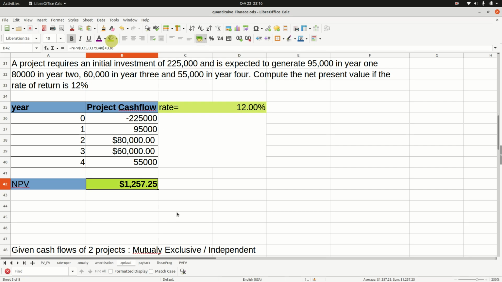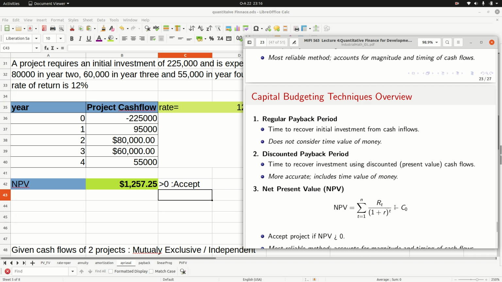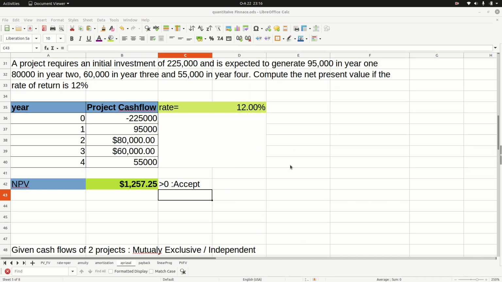So since this is greater than 0, we accept the project. Okay, now let's go to the formula one more time. Look at it. It says minus the initial investment, so that's why I already had negative there, and so I'm going to take plus. This part is from time 1, from T1 to Tn. So we are starting from year 1 to the last bit. That is it, as simple as that.